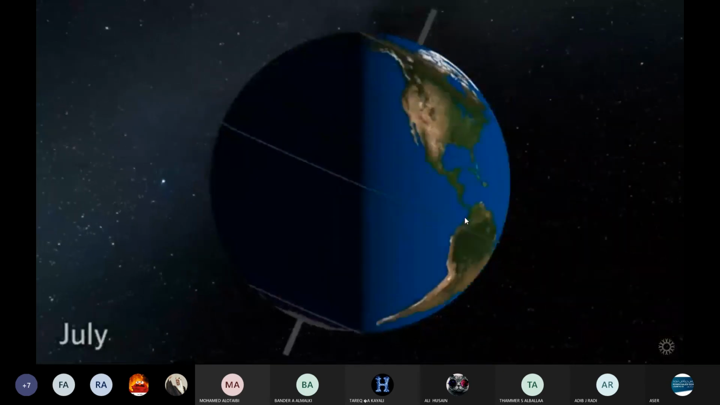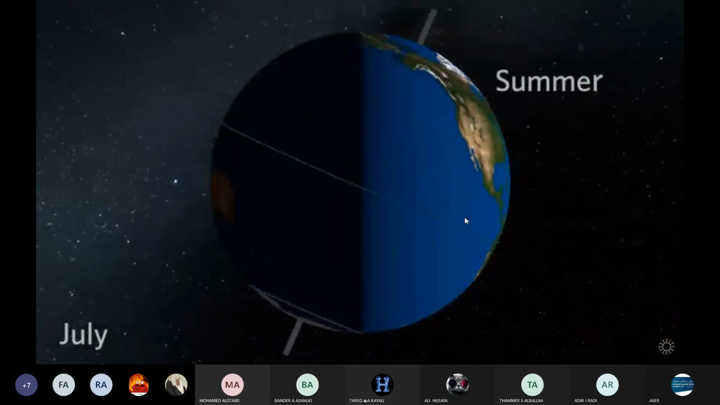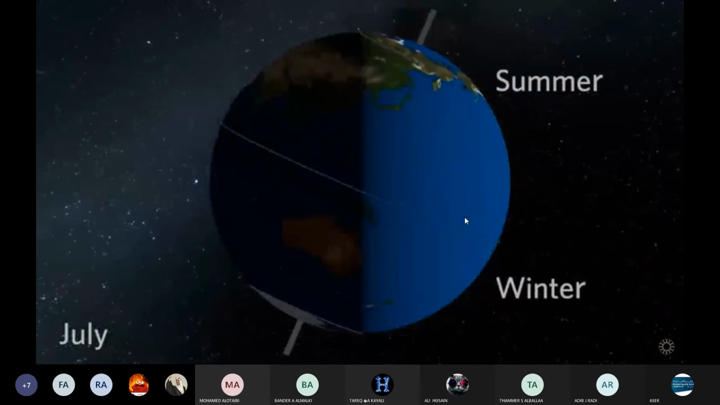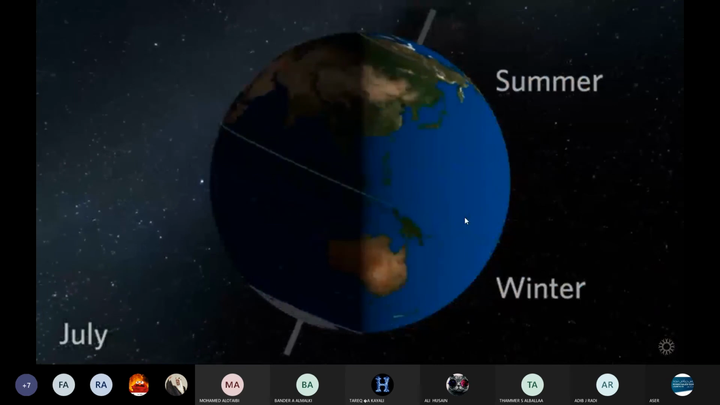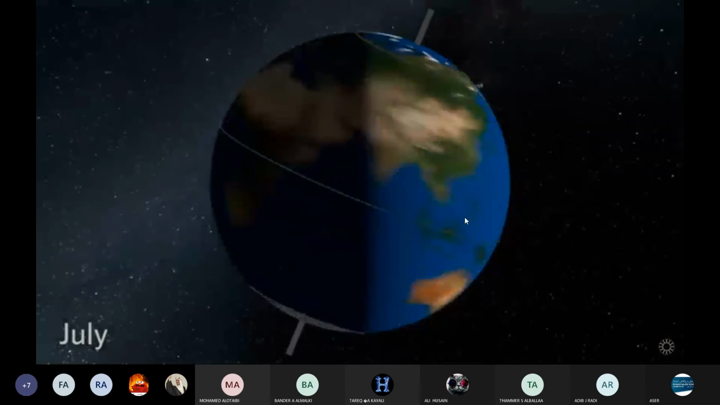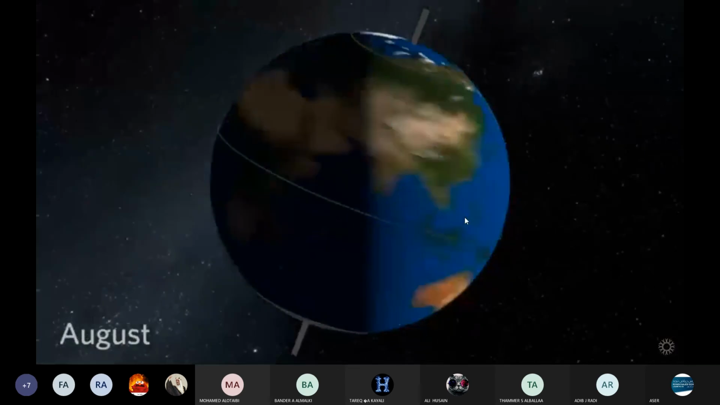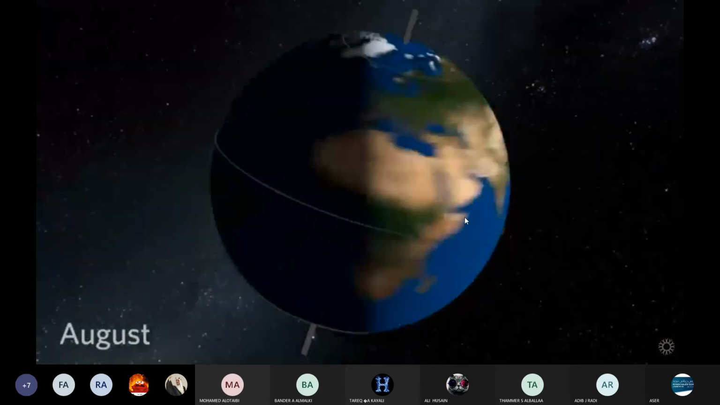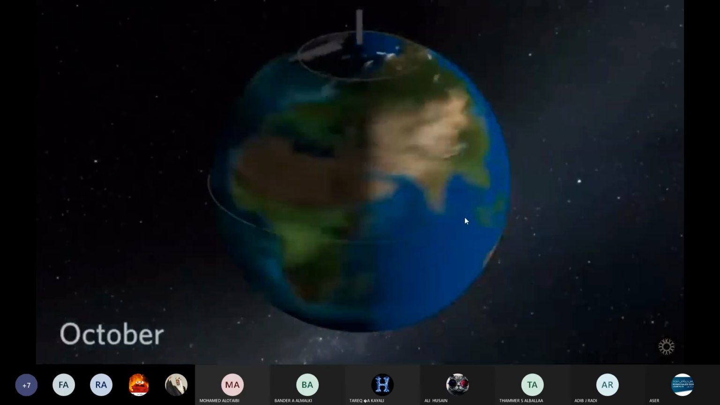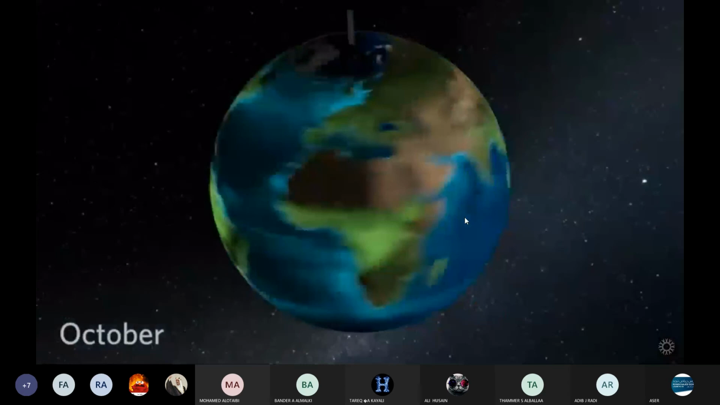Notice too that while it's summer in the northern hemisphere, it's winter in the southern hemisphere. Because of Earth's tilt, the seasons are reversed. We observed how Earth's tilt creates the different seasons throughout the year. How does this affect life? Plant life and other photosynthesizers, we call them primary producers, depend on sunlight. They respond to the changes in the seasons.